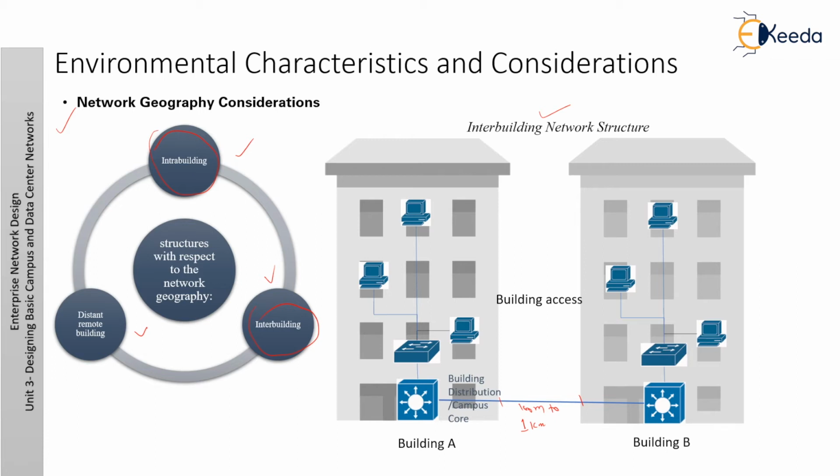Next is distant remote building. In this case, when connecting buildings at a distance that exceeds a few kilometers but is still within a metropolitan area, the most important factor to consider is the physical media. The speed and cost of the network infrastructure depend heavily on media selection.